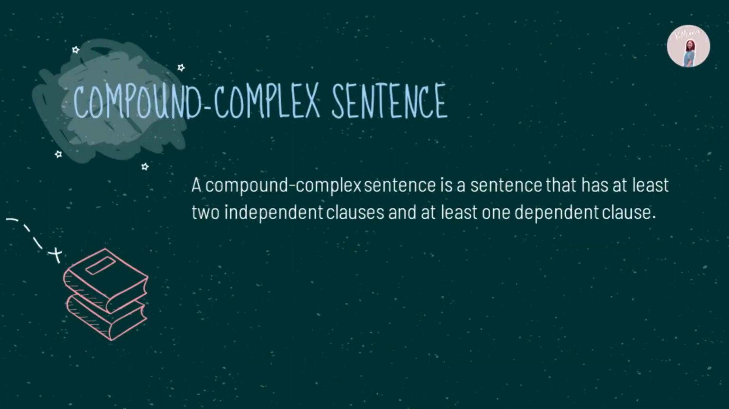The last one, a compound-complex sentence. It contains at least two independent clauses and at least one dependent clause. The same subordinating conjunctions are used to introduce the dependent clauses, and the same coordinating conjunctions, or FANBOYS, are used for joining the independent clauses. Take a look at the examples.